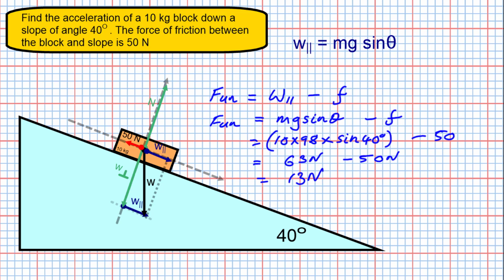So the unbalanced force acting on that block is going to have a value of 13 newtons acting down the slope. Now the acceleration is found as follows. The acceleration of a body is its unbalanced force divided by its mass. So the unbalanced force is 13 newtons, and the mass of the object is 10 kilograms, and therefore we're going to have an acceleration equal to 1.3 meters per second every second.